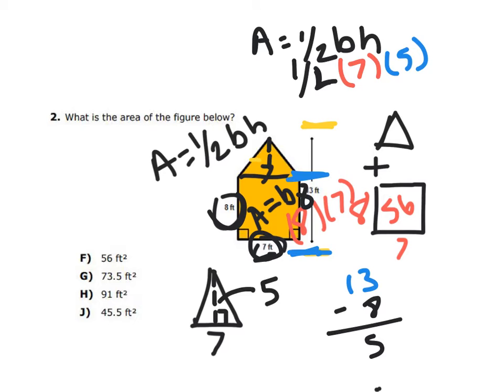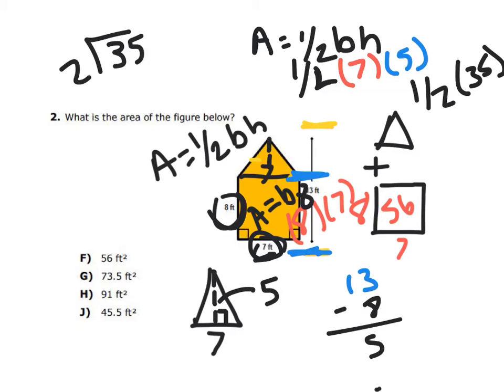So let's see what that is. So if I multiply out, I get 1/2 times 7 times 5, which is 35. And half of 35 is going to be 17.5. So I know my triangle now is 17.5. Okay, so now I have the two numbers I need, so now I need to add them.